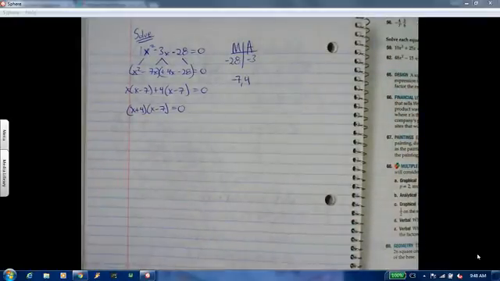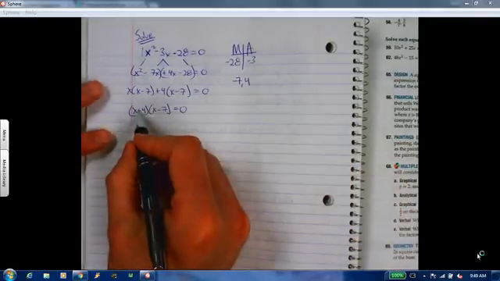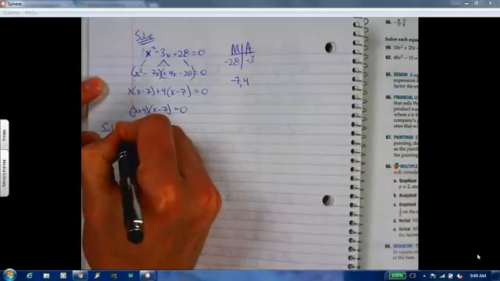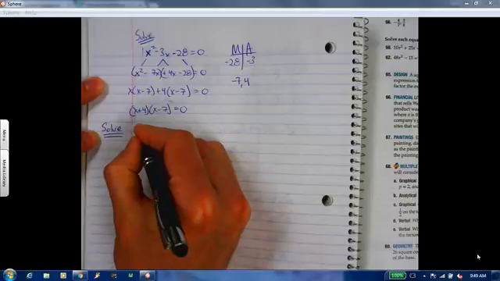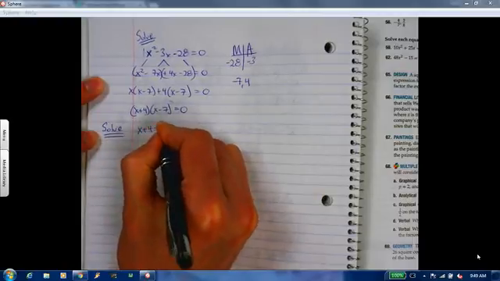We keep practicing it. Okay, so now to solve, when they want you to solve, you have to do this extra step. These are the factors. So you have to say x plus 4, where does that equal 0? X minus 7, where does that equal 0?